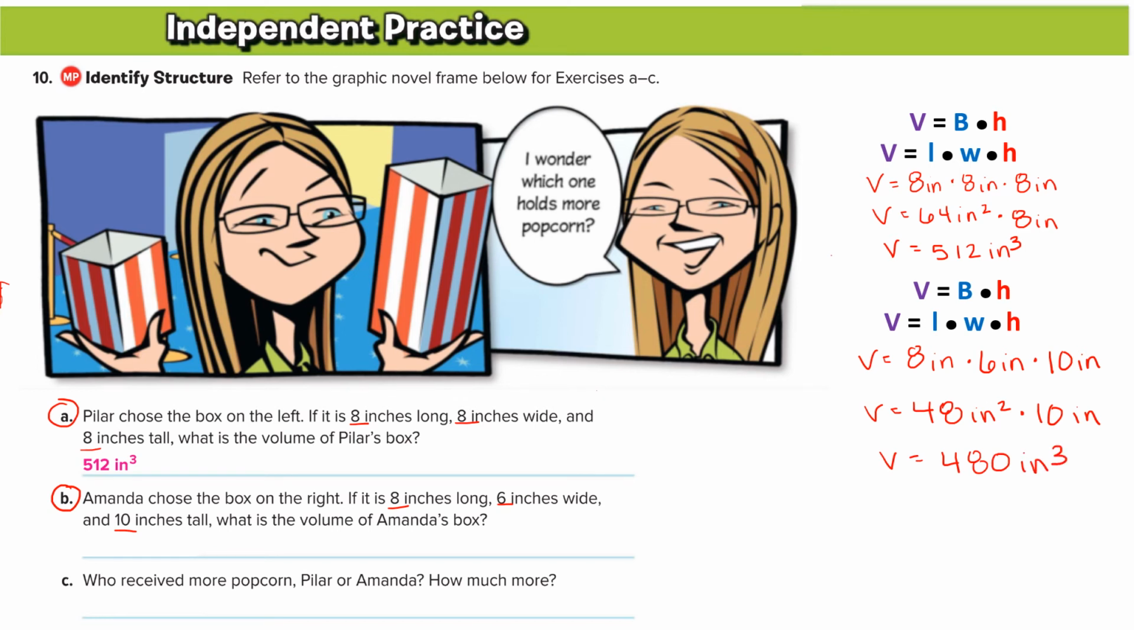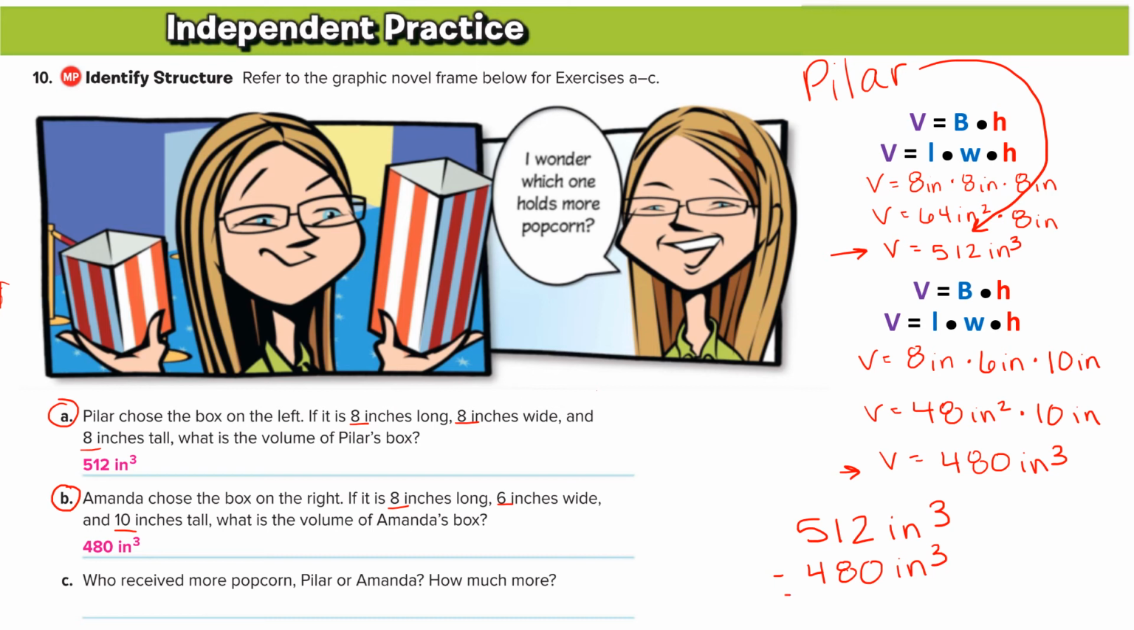So now we need to see who had the most, and that would be Pillar, because she had 512. So Pillar had more. She had 512. How much more? We're going to subtract 512 inches cubed of popcorn minus 480 inches cubed. It's 32 inches cubed more. So she had that much more.